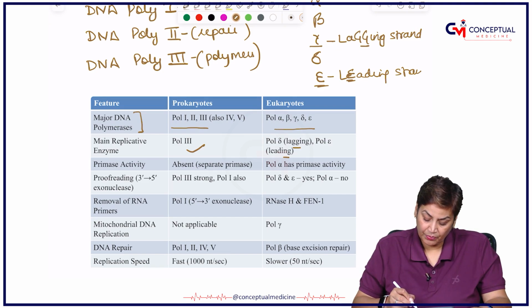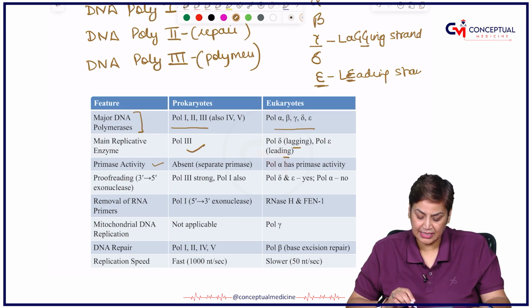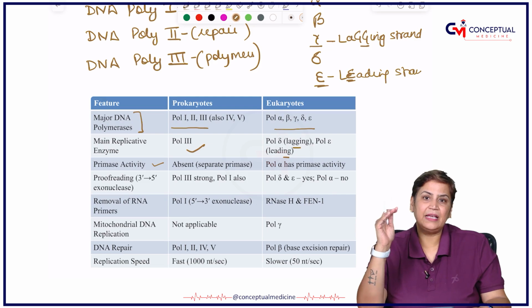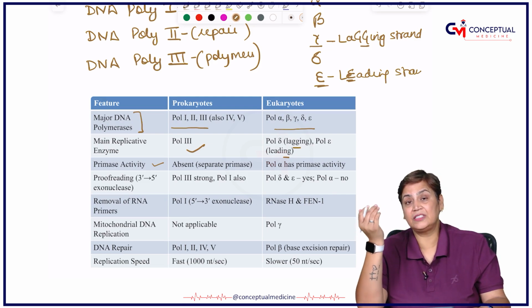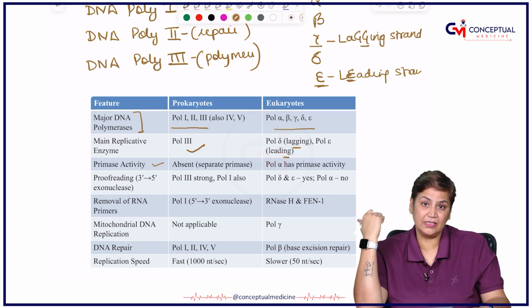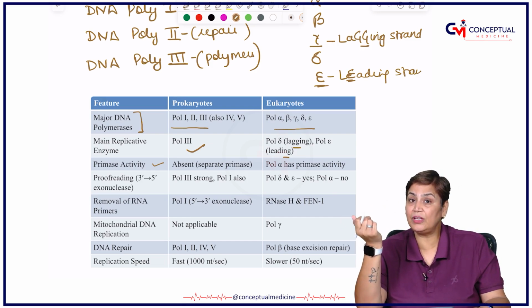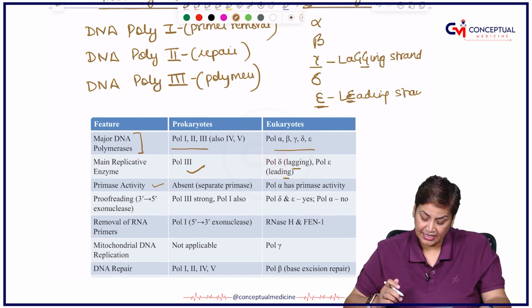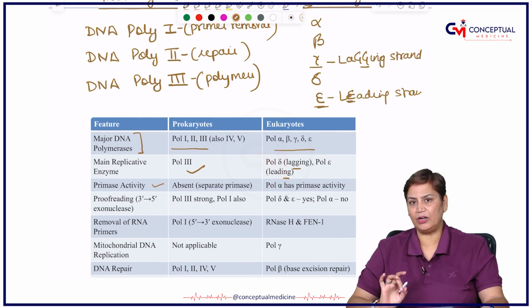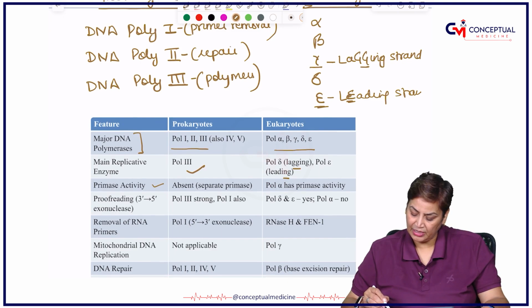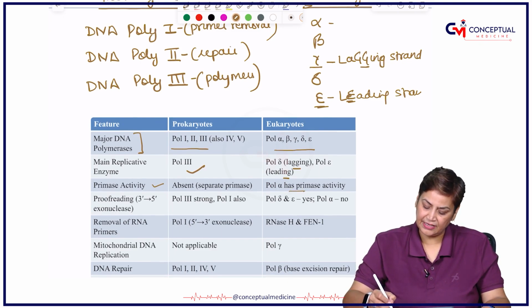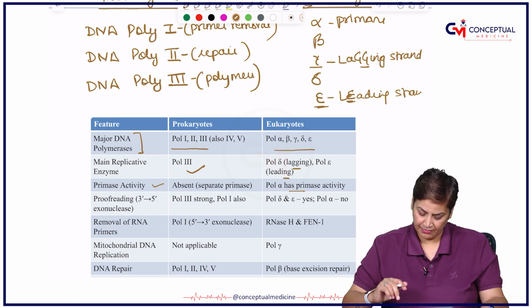Then if we talk about primase activity, primase is what? Primase is that RNA primer which is generated by DNA dependent RNA polymerase, which is already having 5 to 50 nucleotides. Here we can say the primase enzyme is there, not in poly 1, 2, 3. And here we can say poly alpha has this primase activity. Primase means removal of the primer.